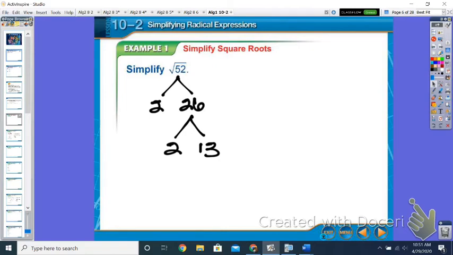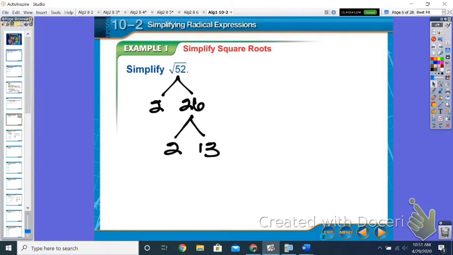We already said I can't break 2 down anymore. Now I look at 13 and say, can I find 2 factors of 13, 2 numbers that multiply to 13? And the answer is no. 13 is actually prime as well. So we're finished with our factor tree. We broke it down as far as we possibly could. We can't break 2 or 13 down any more than we already have.